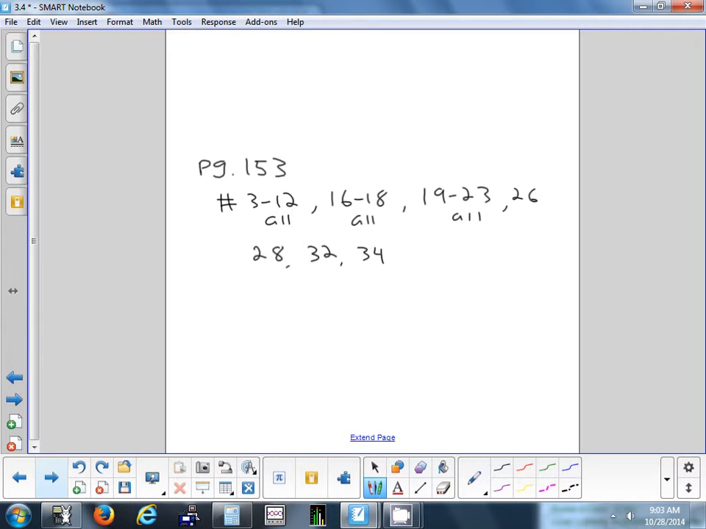So the homework on 3-4 will be page 153. It's 3 to 12, 16 to 18, 19 to 23, and then 26, 28, 32, and 34, all. And for MCAS questions tonight, we'll do 5 through 8. Multiple choice 5 through 8.